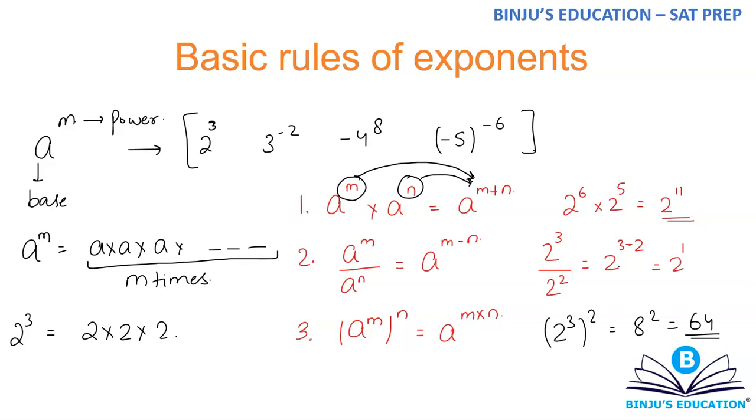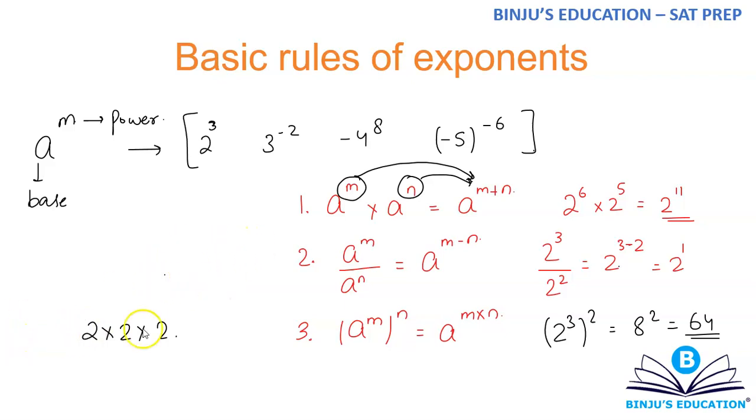Fourth property, I'm going to remove a couple of things from my board. Fourth property is a to the power minus m can be rewritten as 1 over a to the power m. For example, if you have 4 to the power minus 2, then I can rewrite this as 1 over 4 square.